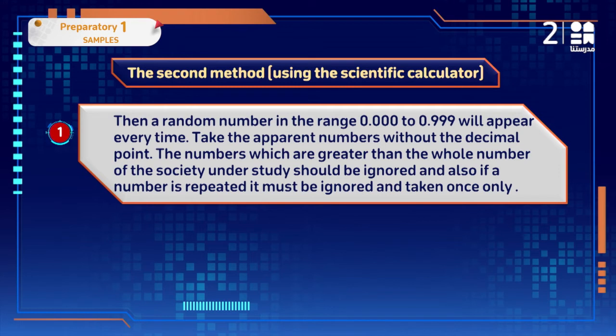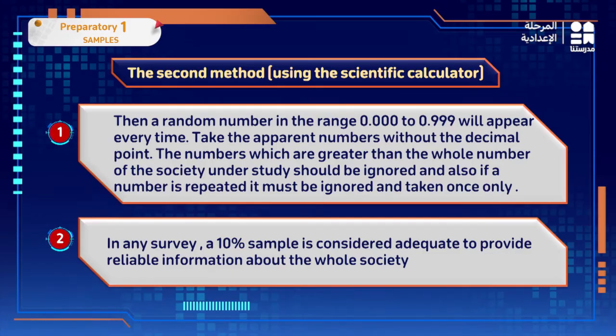Then, without the decimal point, read the numbers. Numbers which are greater than the whole number of the society under study should be ignored, and also if a number is repeated, it must be ignored and taken once only. So, if you see any number, you can write it without the decimal point and the 0, then use it one time.